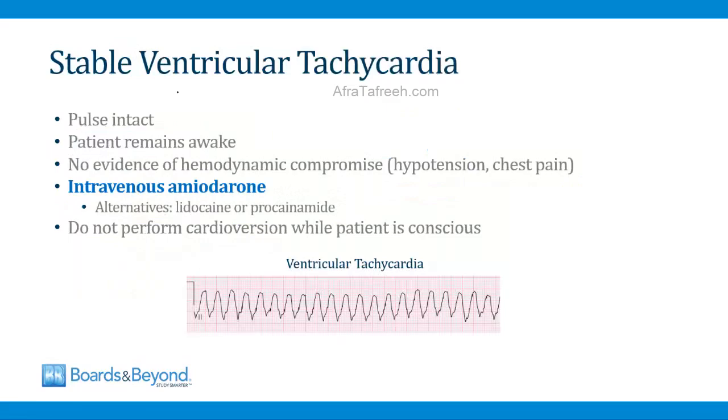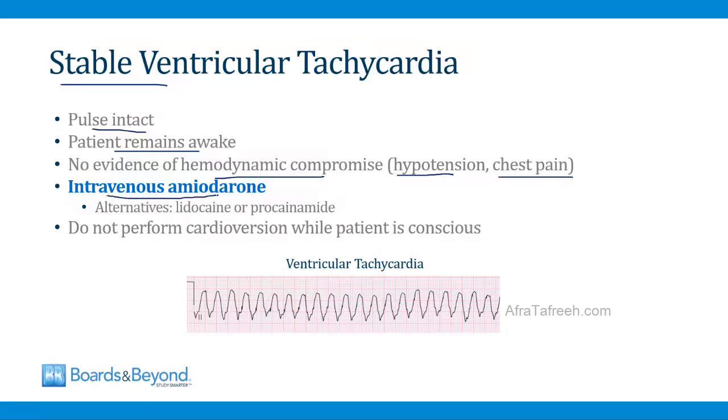Now let's talk about ventricular tachycardia in a little bit more detail. Some patients who develop ventricular tachycardia are stable, and by this I mean their pulse is intact and the patient remains awake, and they have no evidence of hemodynamic compromise, things like hypotension or chest pain. If you encounter this situation, what you want to do is administer intravenous amiodarone, or alternatively, you can use other antiarrhythmic drugs like lidocaine or procainamide. But the most important thing to remember is that you do not want to perform a cardioversion.